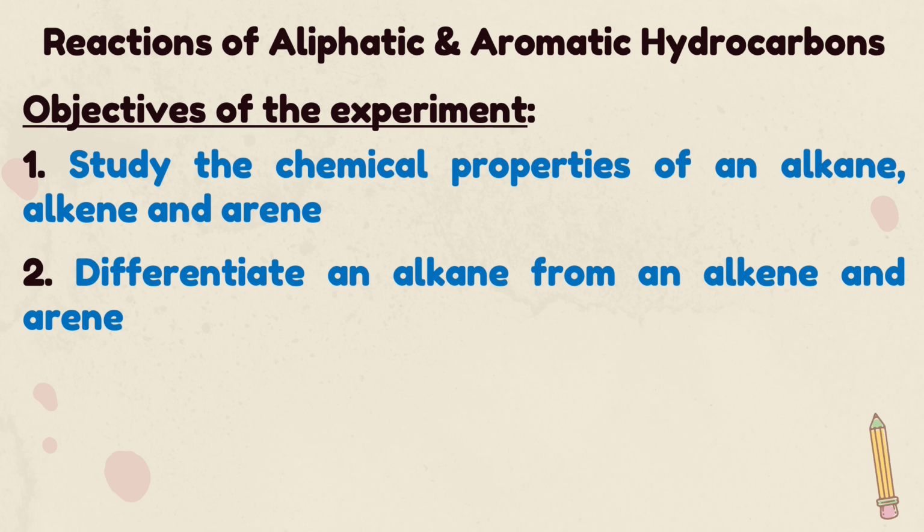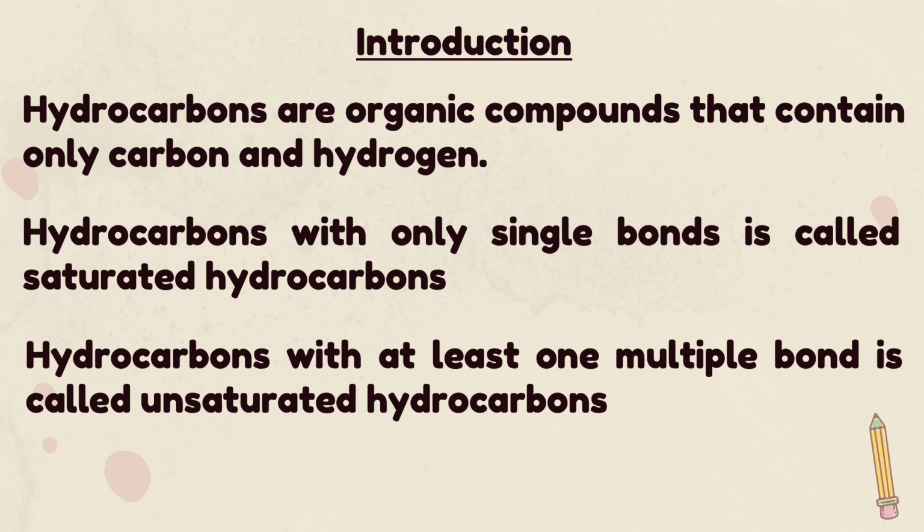what is the difference between alkane, alkene and arene. So the similarity between these three compounds is that we call them hydrocarbons. So hydrocarbon is any organic compound that contains only carbon and hydrogen. And the hydrocarbon we can further categorize into two different categories. We have saturated hydrocarbon and also unsaturated hydrocarbon.